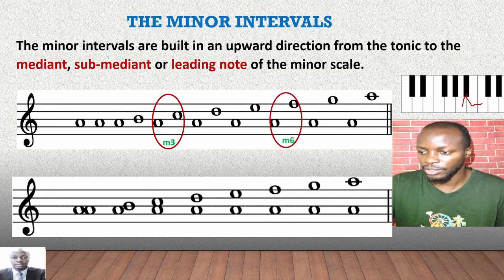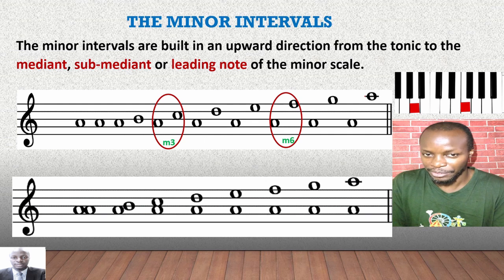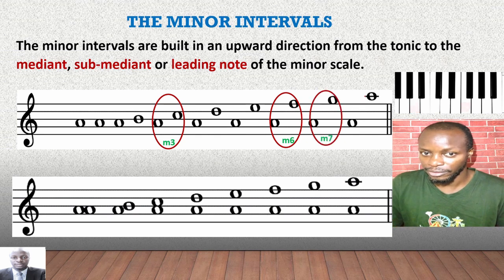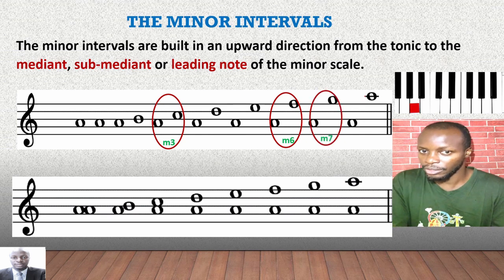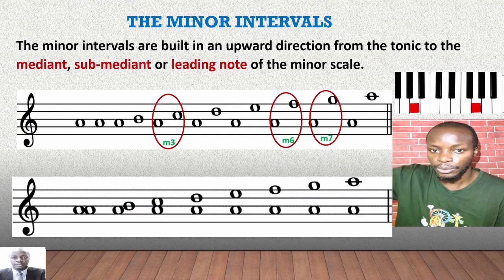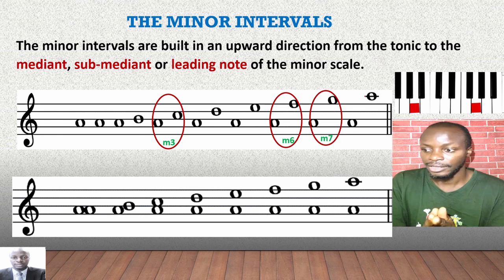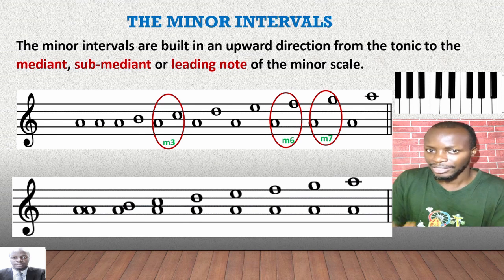So you have 3 semitones from A to C, and that is a minor third. Now the next one is the minor sixth. If a major sixth has 9 semitones, it means a minor sixth has 8 semitones, right? It is short of a semitone, right? And the next one is the minor seventh. From the tonic of a minor scale to the seventh, that is from La to Sol, that is a minor seventh. And the minor seventh has 10 semitones, right? If a major seventh has 11 semitones, it means the minor seventh has 10 semitones.